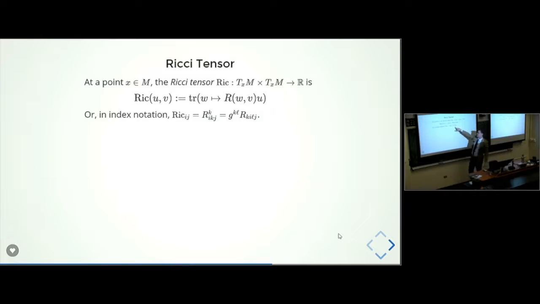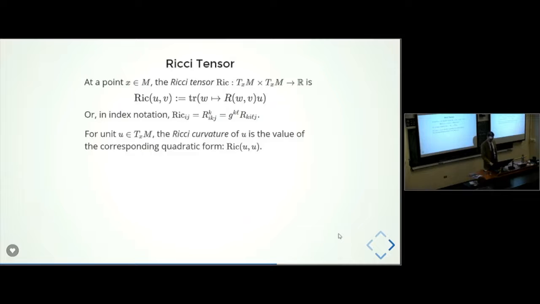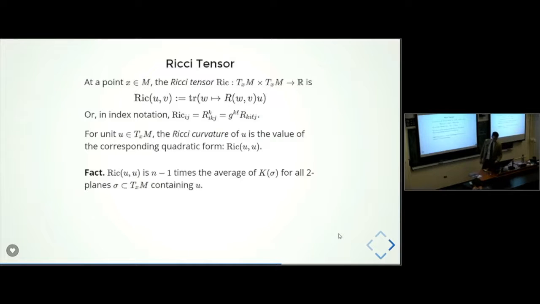Or in index notation, you write it like this. You're contracting out the first and third slots in your tensor, which is the same thing as multiplying by the inverse of the metric tensor after you've turned your 1,3 tensor into a 0,4 tensor. And then this is a tensor. You get a corresponding Ricci curvature, which is the value of the corresponding quadratic form. So this is something that eats a point and a tangent vector and spits out a number. And the interpretation, yeah, I did write this down, is basically you have a point and a tangent vector. You take the average over all two-planes containing that tangent vector of the sectional curvature, and that's exactly what this is.